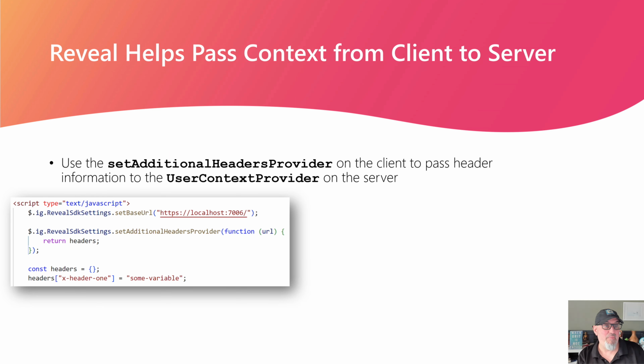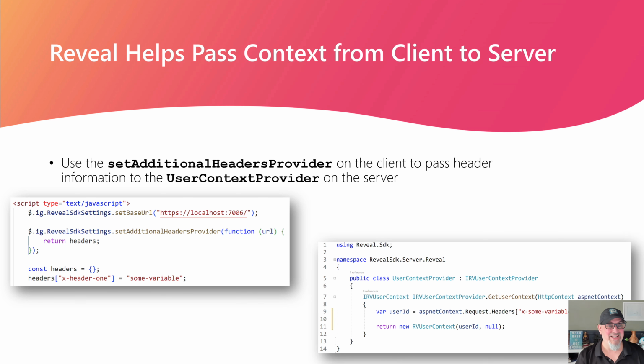So here's an example of what the user context provider looks like on the client. You can see I have Reveal SDK settings, set additional headers provider, and then I am setting a header called xheader1, and then passing something called some variable. We're going to go into detail in the demo on this. And then in the server side, it gets picked up by the user context provider, get user context.